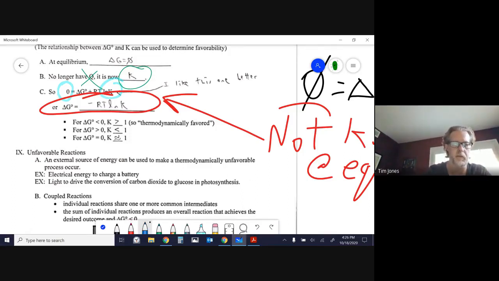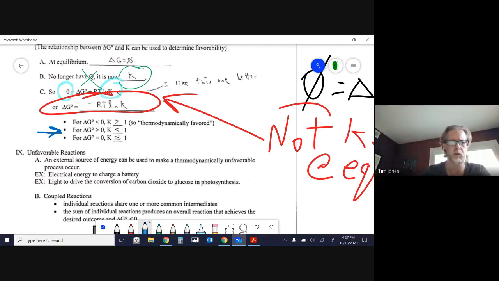Similarly, if you have a very big positive delta G, that means it doesn't want to go forward, so you have a K that's very small. It doesn't want to go forward. And a delta G in the 0 area means the K is going to be somewhat near 1. These numbers are not exact. They're very rough figures, depending on the particular scenario, but it's something to notice.